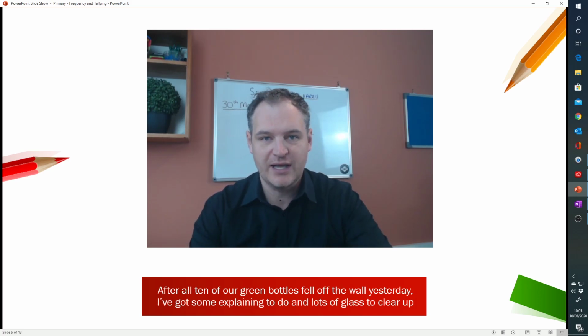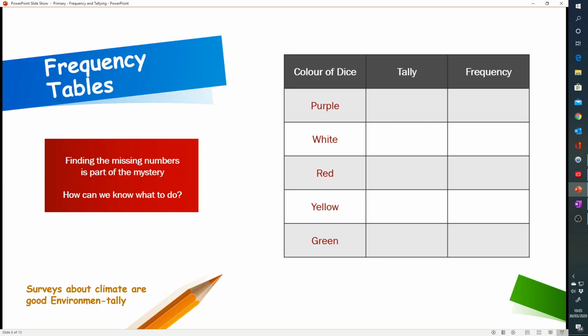We're going to quickly look at a frequency table. It looks like this. We've got this frequency table. We have to go down and work out the purples, whites, reds, yellows and greens. And we're going to make tallies. And so tallies are going to be lines, 4 lines, and then a gate line going across.